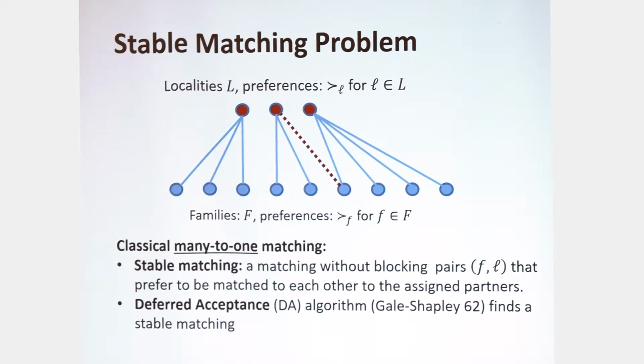A matching is stable if it doesn't have any blocking pairs. A blocking pair is a family and a locality that prefer to match to each other over their assigned partners. And to find a stable matching, we can apply the well-known deferred acceptance algorithm by Gale-Shapley.